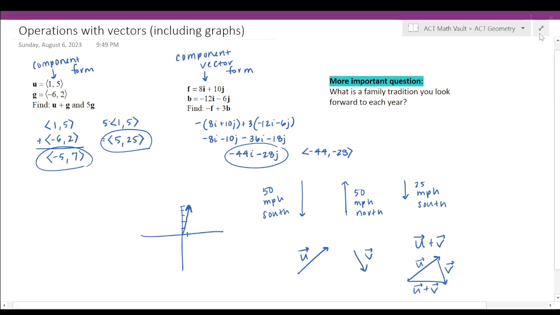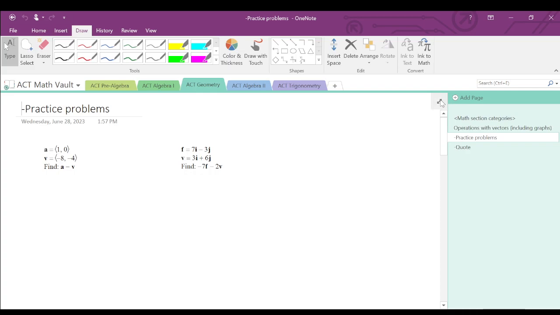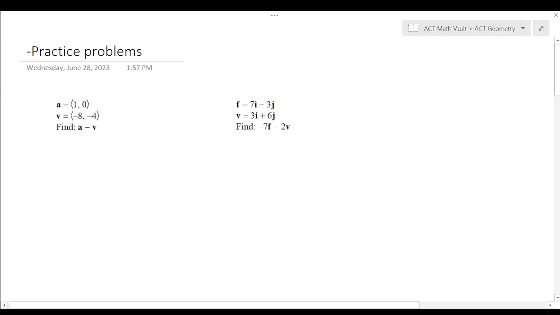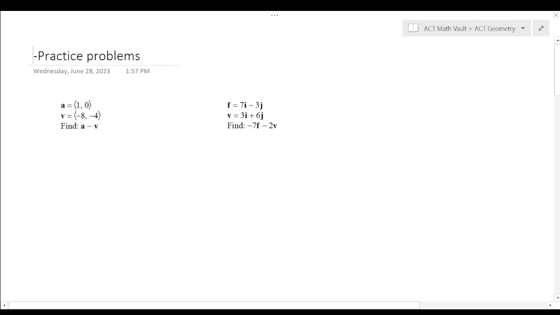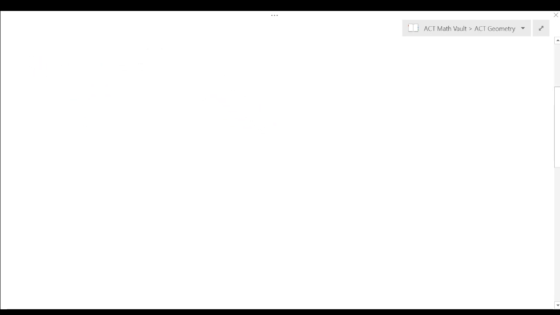So try 2 practice problems, and one is in the component form. This is subtraction. Watch out for the minus, for both parts. And then this is, we have scalars and subtraction and a negative 7 involved. So try those. You can pause the video and check your answers in a second. Okay, the answers are here. We've got 9 and 4, and then negative 55i plus 9j.